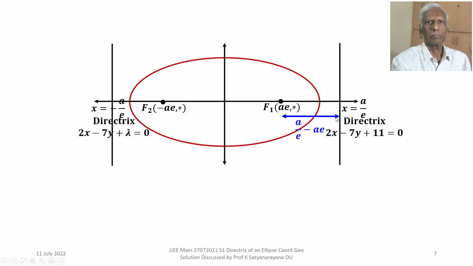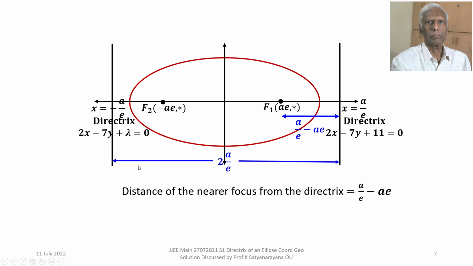The distance between the directrix x = a/e and the nearer focus F1 (ae, 0) is a/e - ae, and the distance between the two directrices is 2a/e. So the distance of the nearer focus from the directrix is a/e - ae, and this is the distance between the two directrices, that is 2a/e.